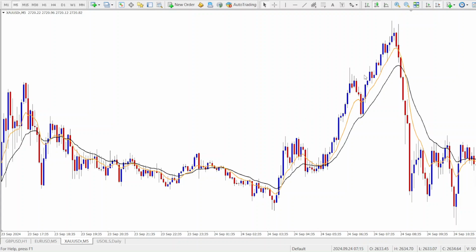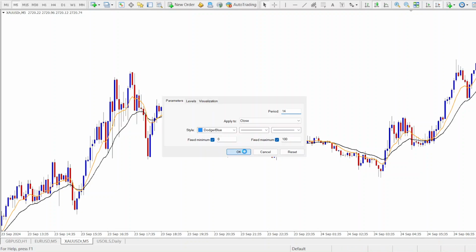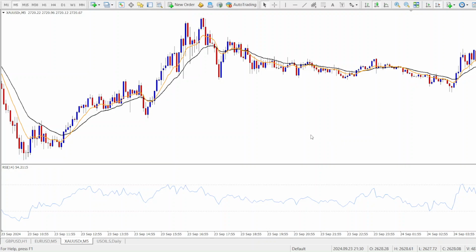And then we are also going to be using the relative strength index. Now, the 9 EMA helps us to identify short-term price trends, while the 20 EMA is for mid-term trend confirmation. While the RSI helps us to spot overbought and oversold conditions.